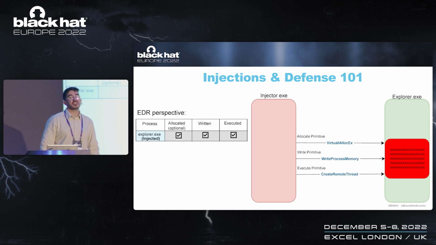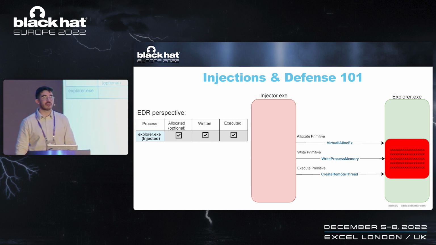So Dirty Vanity is an injection technique. Okay, so let's cover basic injection and injection defense before doing Dirty Vanity. In injections, we have a couple of necessary primitives: allocation, writing, and execution. Allocation is optional because someone might find an area that's already allocated and write to it, and then execute it. But any other combination, aside from writing and executing, is not enough to be an injection.